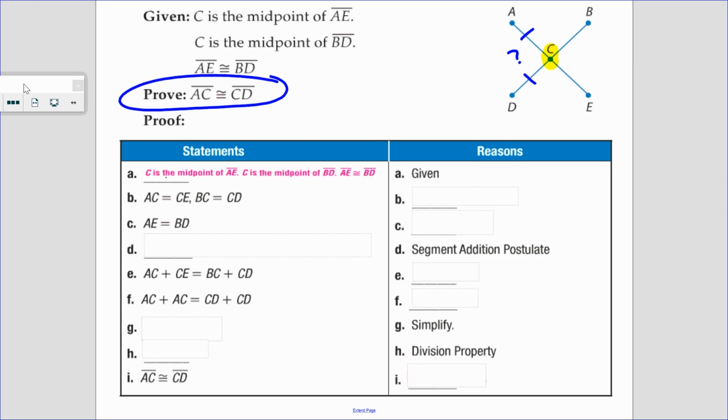Go on to B. B says AC equals CE and BC equals CD. What allows us to say that? AC equals CE, and BC equals CD. What is point C? It's the midpoint. So what allows us to say that those segments are congruent? Definition of a midpoint.